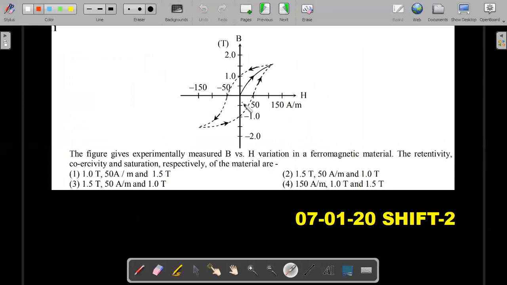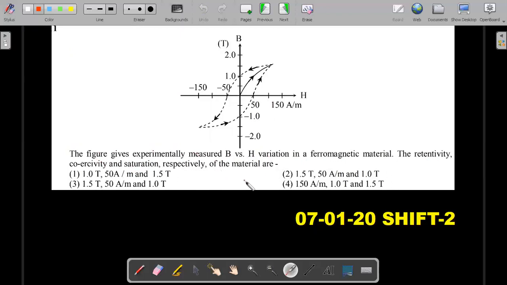This is a question on the hysteresis loop of the B versus H graph that you should be familiar with in the magnetic properties of matter. So the figure gives experimentally measured B versus H variation in a ferromagnetic material. The retentivity, the coercivity, and saturation respectively are.